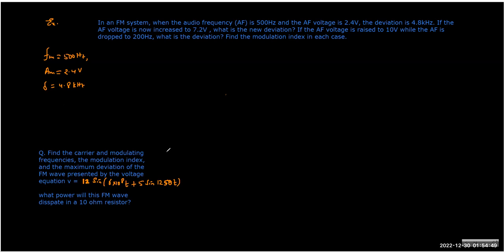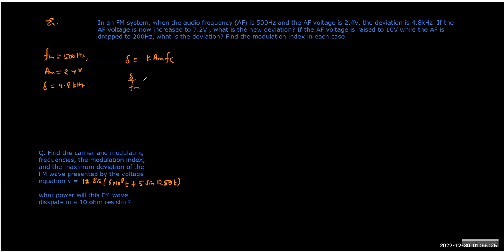So what is the formula for us? Delta equals, what is the answer? K, or you can say KAMFC. KAMFC, right? Yes, sir. And the frequency of the carrier is constant, right? Yes, the carrier frequency is constant, so we can say delta by AM is constant. And we also know one thing.